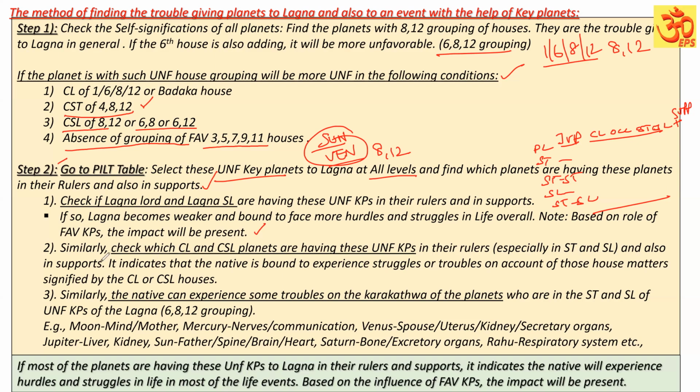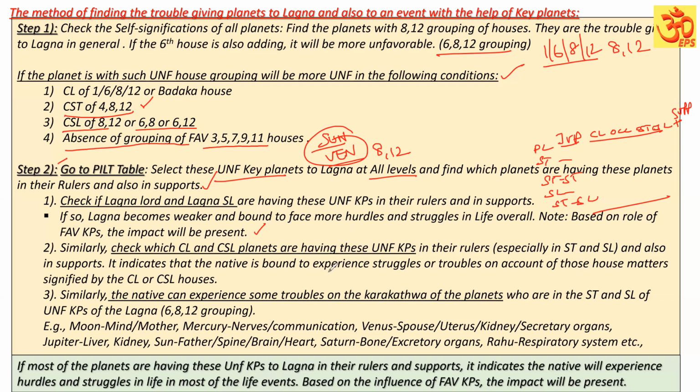Similarly, second point, check how we check for Lagna Lord and Lagna Sublord. Which Cuspal Sublord and which Cuspal Lord planets are having these unfavorable key planets in their rulers, especially in star level and sub level, and also in supports. It indicates that the native is bound to experience struggles or troubles on account of those house matters signified by the Cuspal Lord or Cuspal Sublord houses. We studied this point for Lagna.